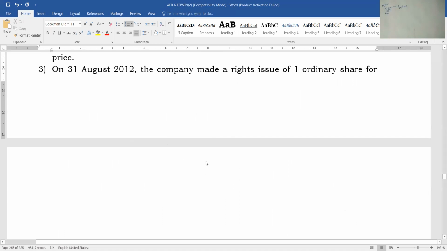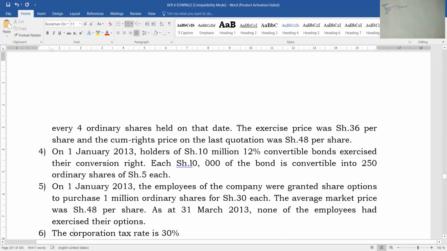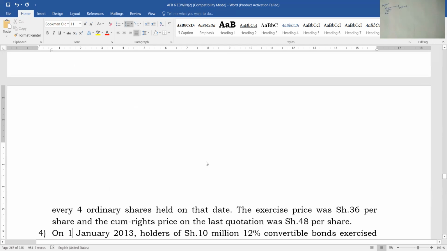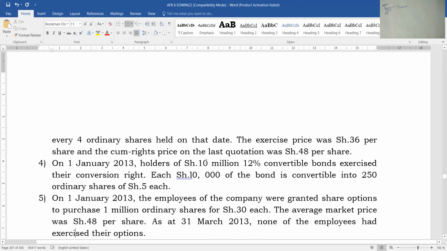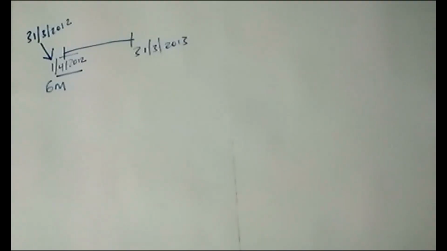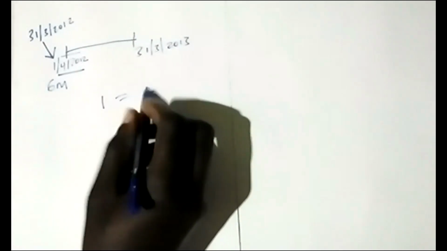Obviously the rights issue is all about the ordinary shares. So 1 ordinary share for every 4 held. For every 4 ordinary shares which were held, they received 1 share. In order to get the ordinary shares issued on 31st August 2012, you have to take 1 for 4 times the shares which were held by that time. How many shares were held by that time? Because the proportion is 1 for every 4.